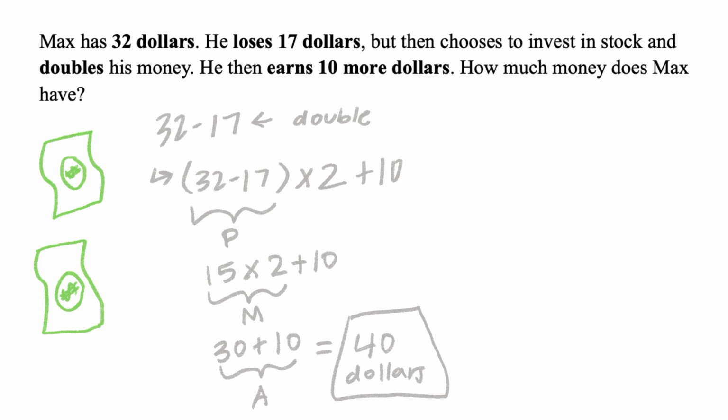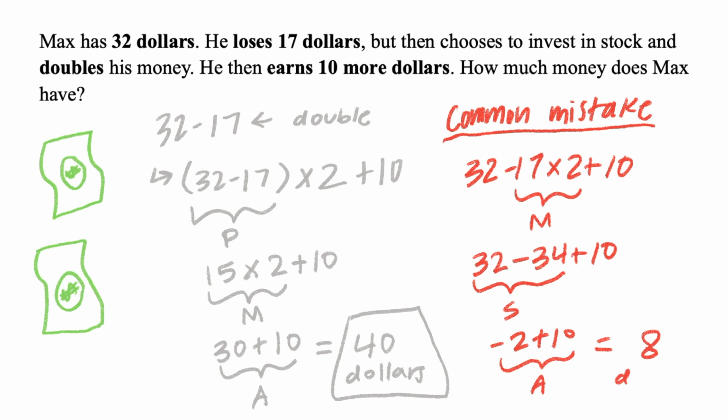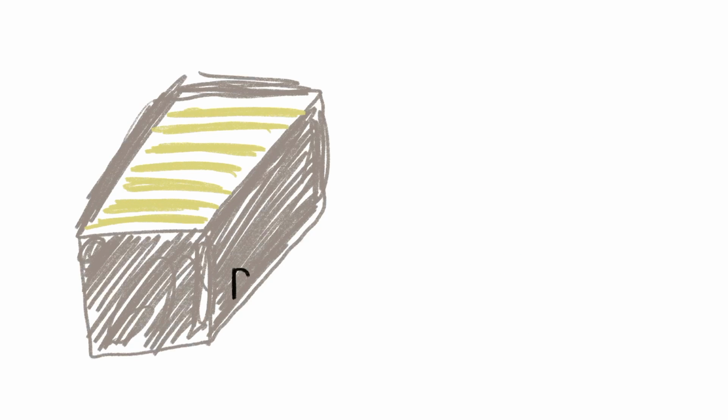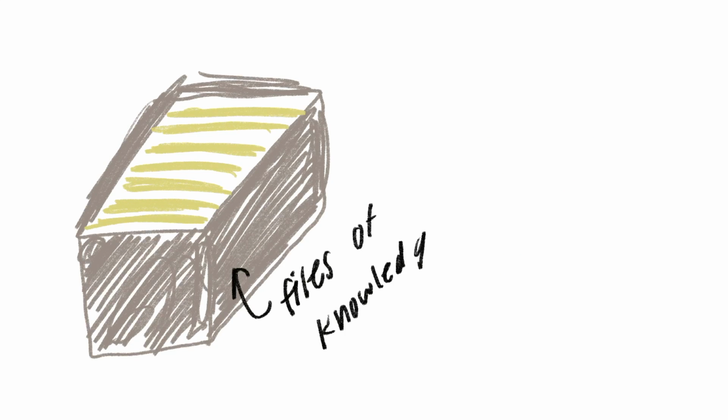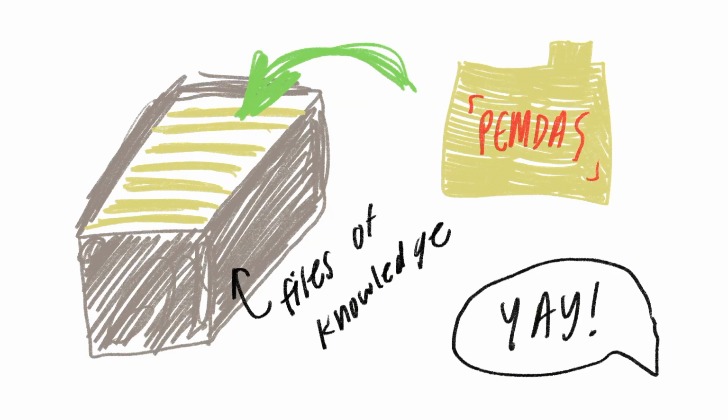Think about how different our answer would be if order of operations just didn't exist. Well, 32 minus 17 times 2 plus 10 is a completely different problem with a completely different answer. In this scenario, we would get $8. How crazy is that? At this point, we've done a lot of learning, so I'd just like to say, great work. I hope this video was helpful, and the main point to remember is just ensure that PEMDAS is memorized.